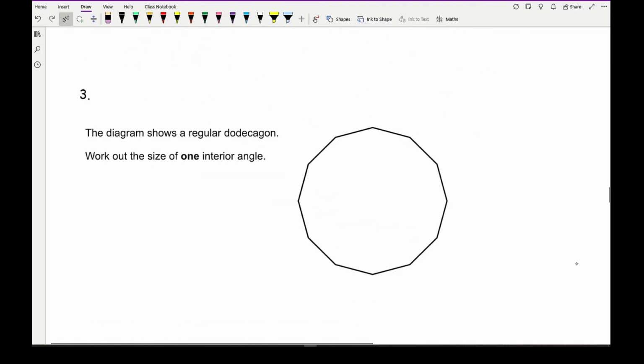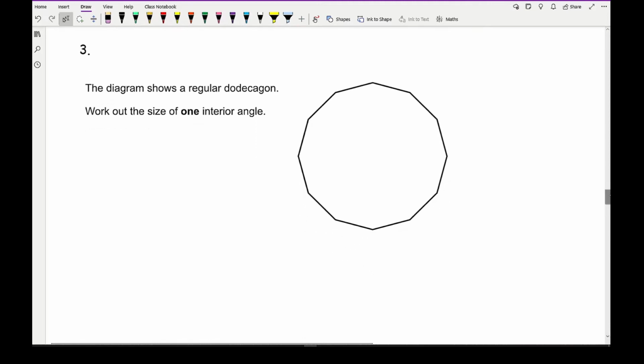So let's have a look at question 3. So question 3 says the diagram shows a regular dodecagon. Work out the size of one of the interior angles. So what the question is asking me is to work out what this size angle here is. Now a dodecagon has got 12 sides. Now if I don't know that, well, this is why they've given me a picture. All I need to do is just count the number of sides, and that should add up to 12.